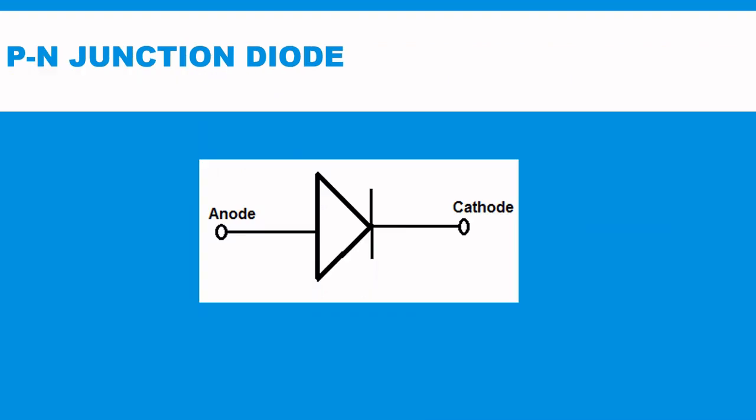Now let's discuss the symbol of PN junction diode. A PN junction is an interface between two semiconductor material types, namely P-type and N-type. It has a single PN junction. The positive terminal is the anode and the negative terminal is the cathode.